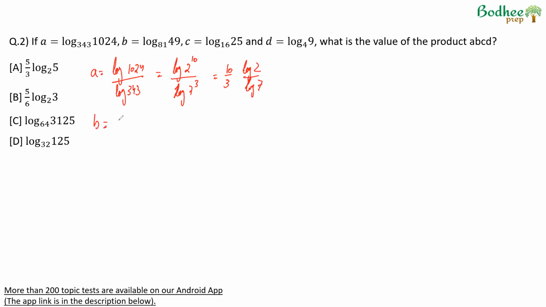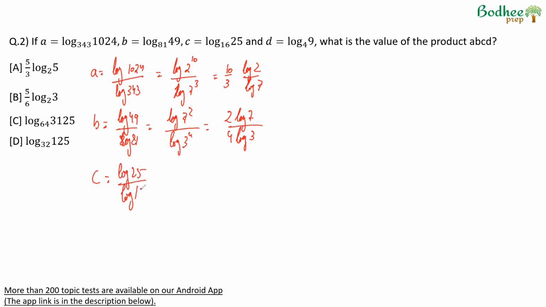If you look at B, B can be written as log of 49 upon log 81. Log 49 is log of 7 squared. Log 81 is log of 3 to the power 4. This becomes 2 log 7 upon 4 log 3. If you look at C, log of 25 by log of 16, log of A to the base B is log of A upon log of B, which is log of 5 squared upon log of 2 to the power 4. So 2 log 5 upon 4 log 2.